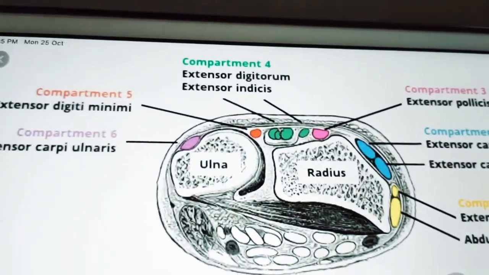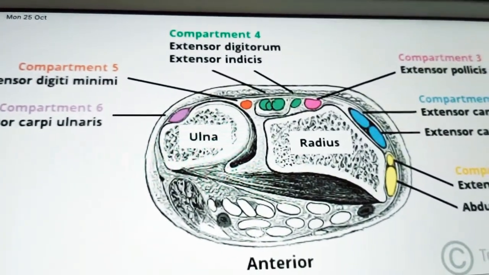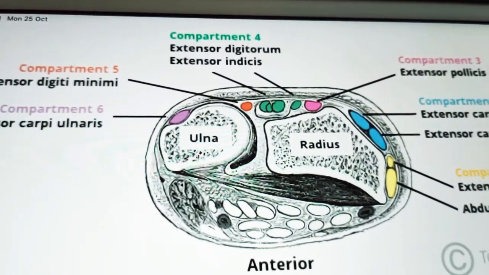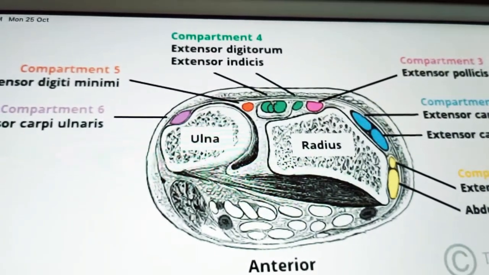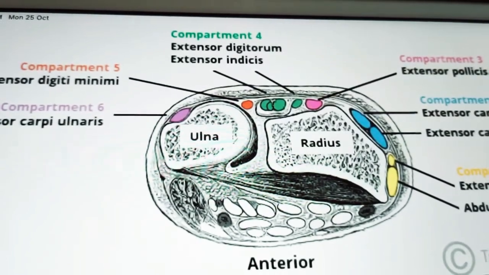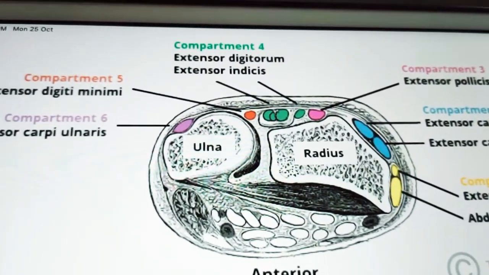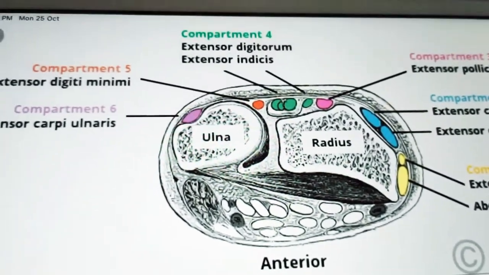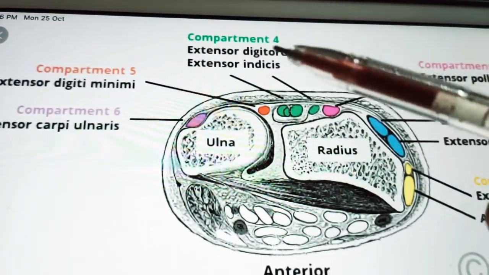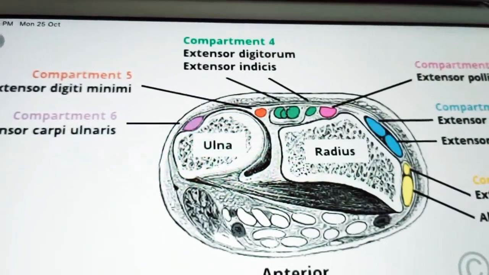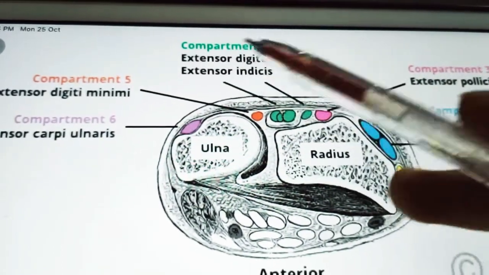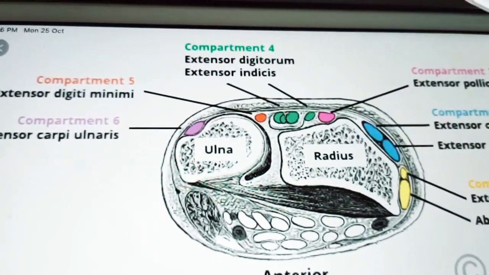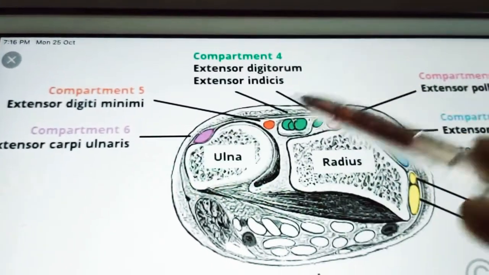Next, go to compartment 4. Compartment 4 has extensor digitorum and extensor indicis. Both are also deep muscles of the posterior compartment of your forearm, right? Extensor digitorum goes to the digits, and extensor indicis goes to your index finger. If you forget, extensor digitorum is actually a superficial muscle, but extensor indicis is a deep muscle. So there are two muscles here, one superficial and one deep, okay?